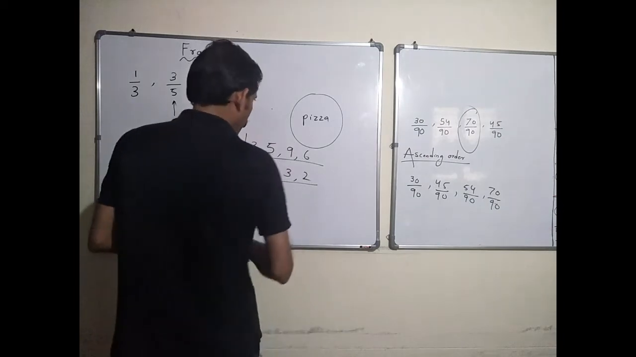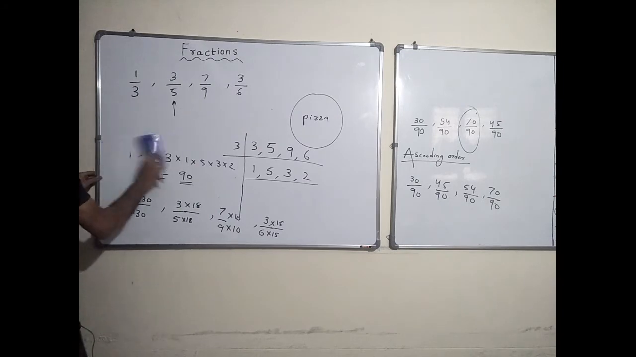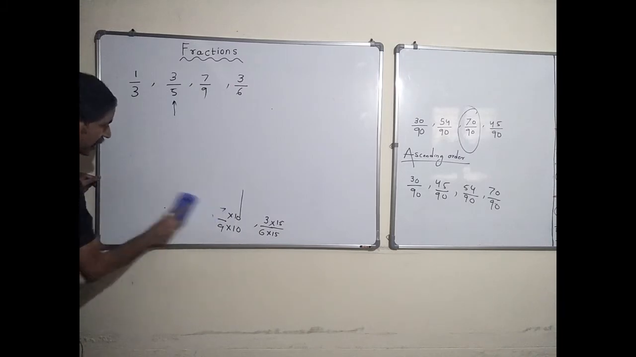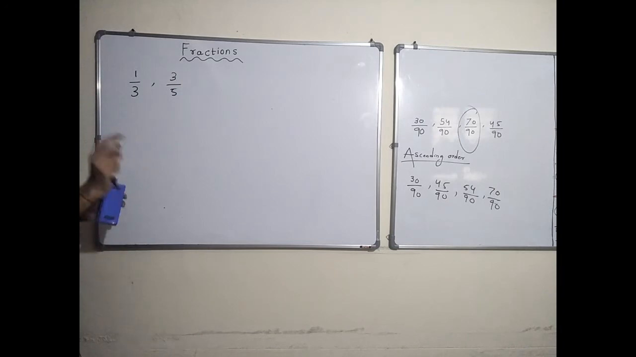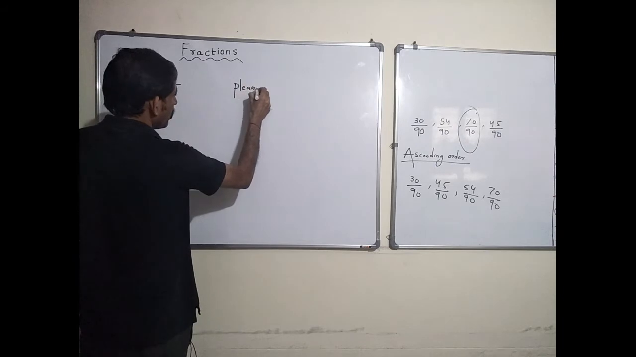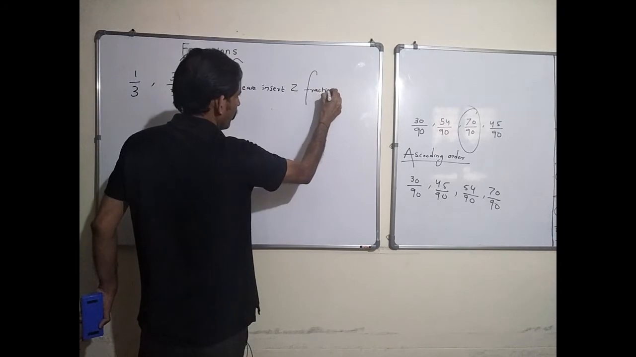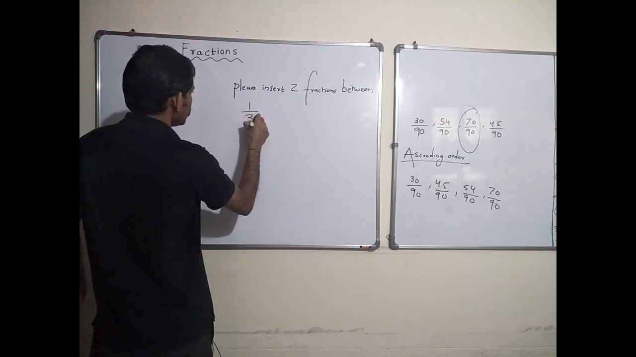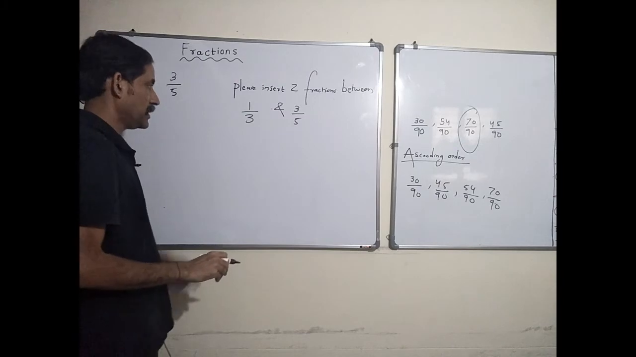Great. Now there are a couple of other questions that also come. They may ask you to insert a few fractions between two fractions. So let's say, please insert two fractions between 1 by 3 and 3 by 5. So I want a fraction which is in between 1 by 3 and 3 by 5.